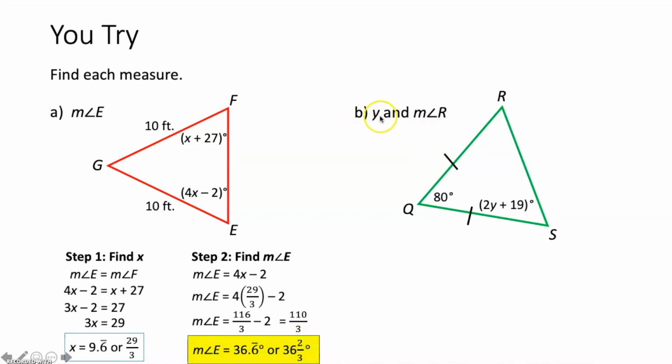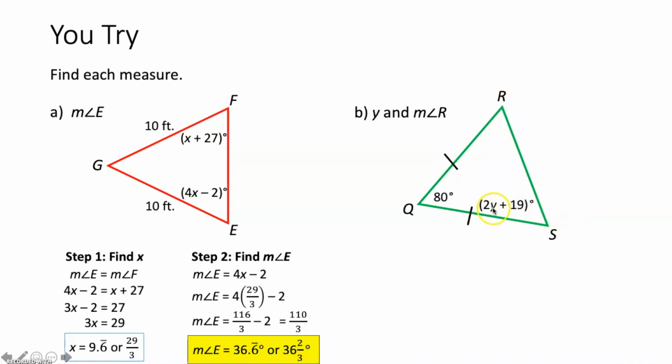Part B, we are finding y and the measure of angle r. So how do I find the measure of angle r? Well, there's nothing here. Okay, well, I know that this is a triangle, and I know that these two sides are congruent. So that would make this an isosceles triangle. And by the isosceles triangle theorem, if the two sides are congruent, the two base angles must also be congruent. Those would be the angles that are opposite the congruent sides. So angle r and angle s must be congruent.